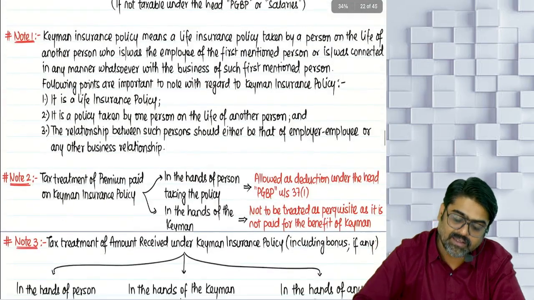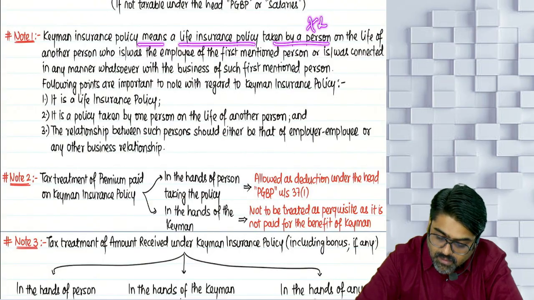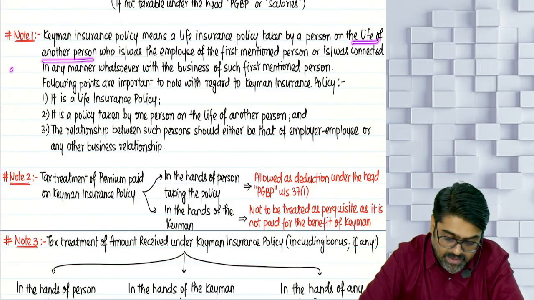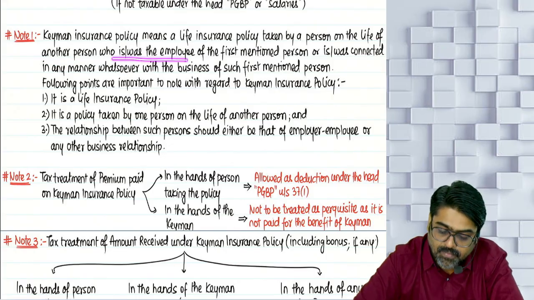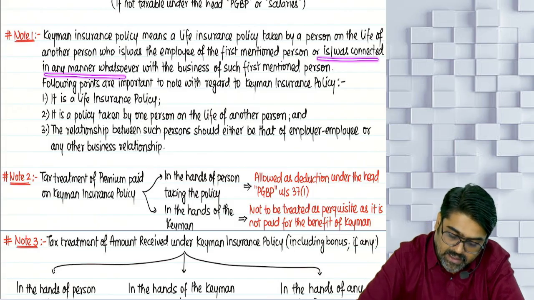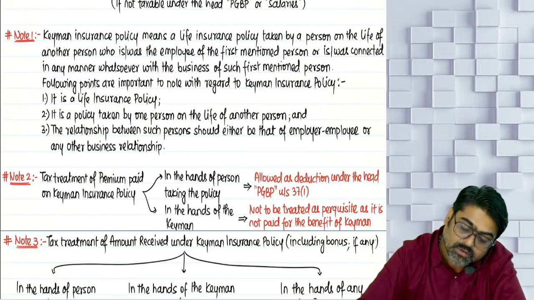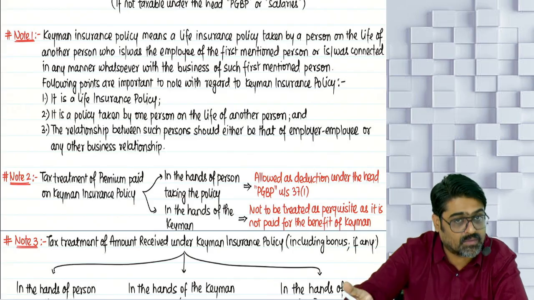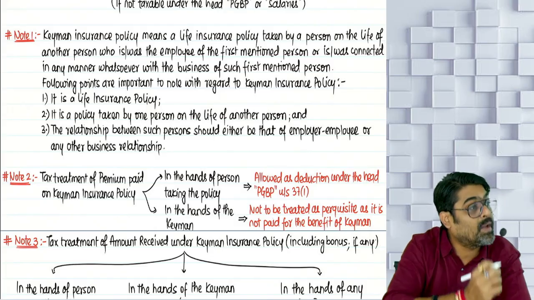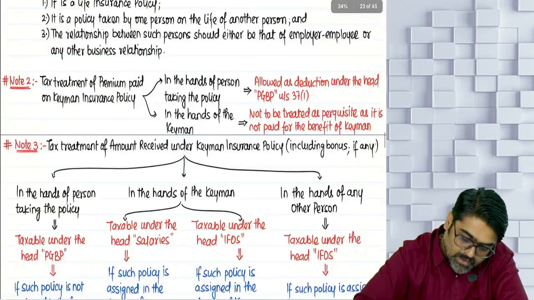Okay. Now what is a Keyman insurance policy? It means a life insurance policy taken by, say, X Limited on the life of another person, say Mr. Y, who is or was the employee of X Limited, the first mentioned person, or is or was connected in any manner whatsoever with the business of such first mentioned person. This life insurance policy is taken for Mr. Y, another person who is a very important person for my business as my employee, or is connected with my business in any manner, just like an agent, etc. Yes or no?